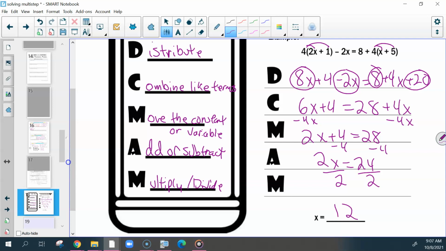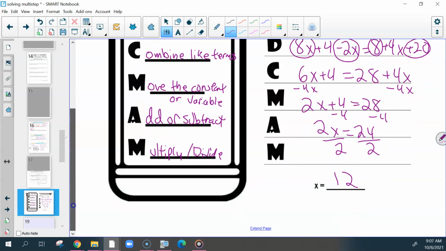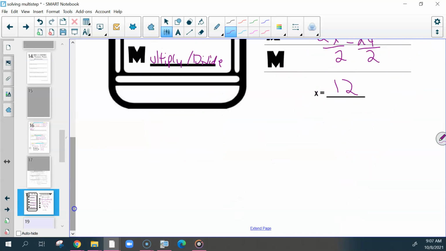So somewhere on this page, we're going to rework this problem to be more hands-on. But we're going to start right here, just to show you that the other ways work as well. 6x plus 4.